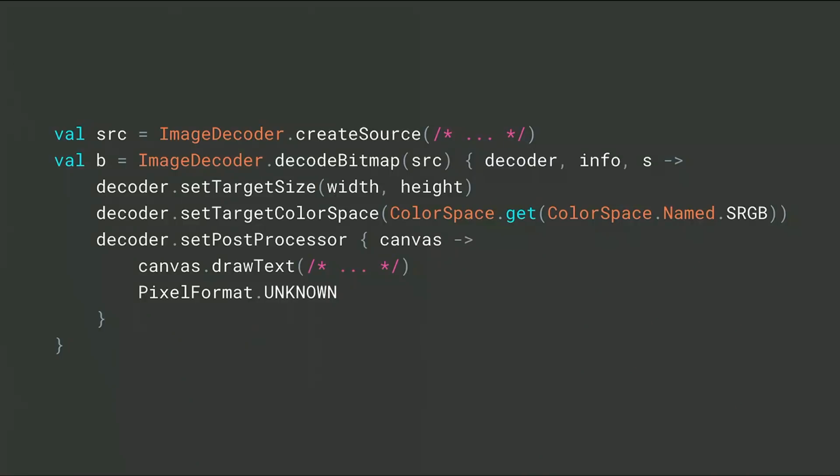And you can also set a post-processor. So a post-processor is a simple interface. It gives you a canvas, so you can draw on the bitmap right after it's decoded, so you can add, I don't know, a header, like a title or some metadata on it.